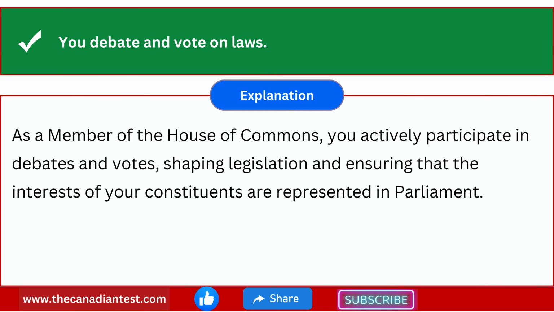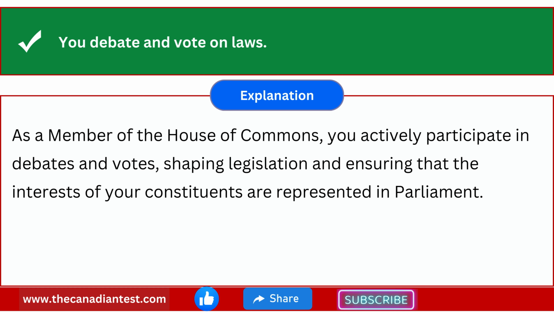The correct answer is you debate and vote on laws. Explanation: as a member of the House of Commons, you actively participate in debates and votes, shaping legislation and ensuring that the interests of your constituents are represented in Parliament.